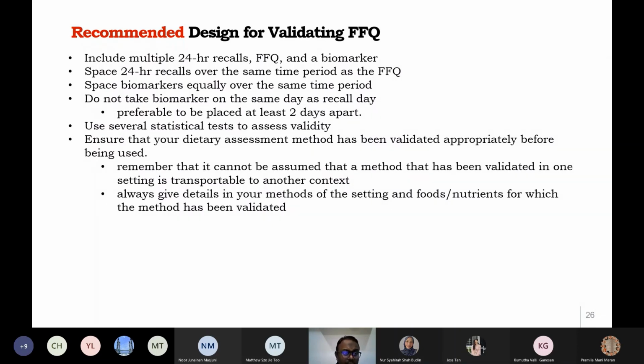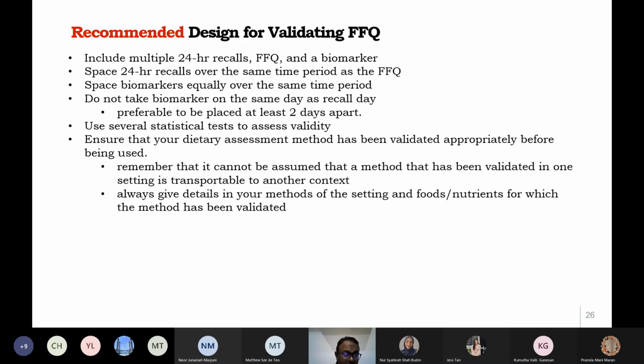We usually include multiple 24-hour records because 24-hour weight food record is quite difficult to be conducted. So we resort to 24-hour records, but it must be multiple 24-hour records. And we also include a biomarker when validating FFQ.